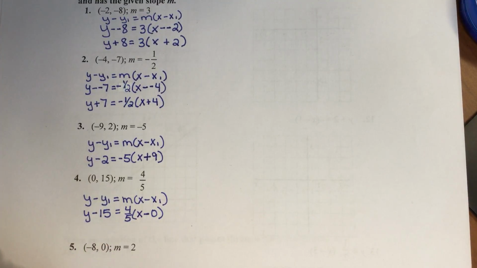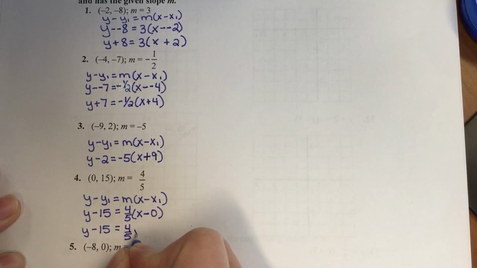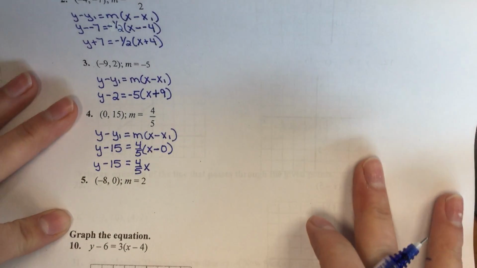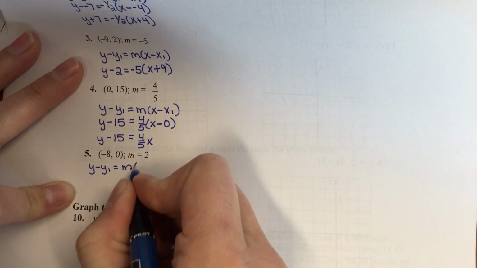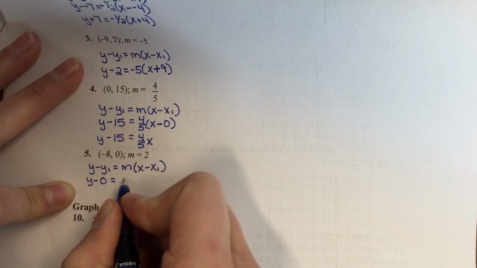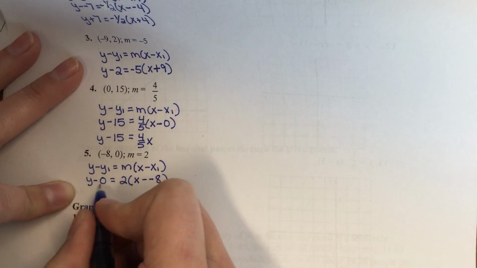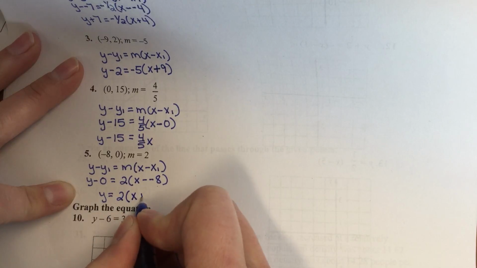This one, do we need the minus 0? No. So, that's it. Okay. Let's do this last one together. Y minus y1 equals m times x minus x1. Y minus 0 equals 2 times x minus negative 8. Do I need the minus 0? No. So y equals 2 times x plus 8.